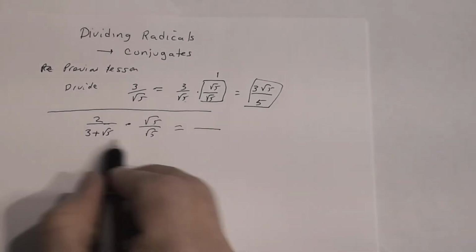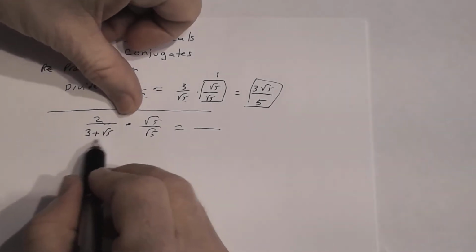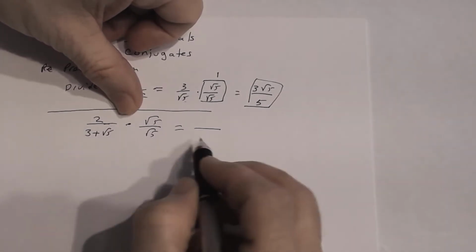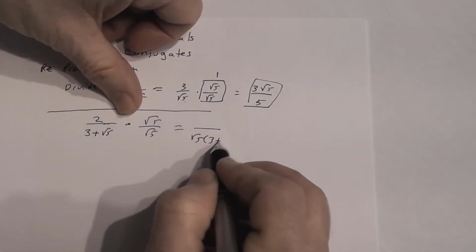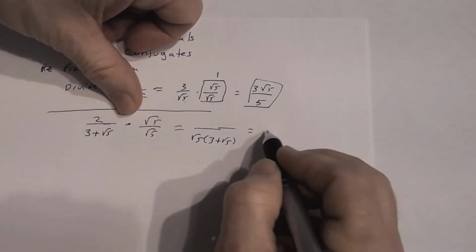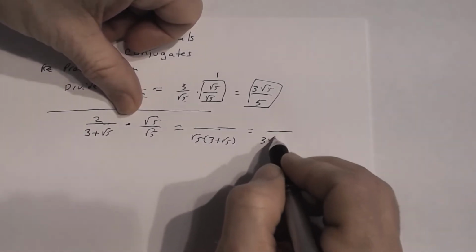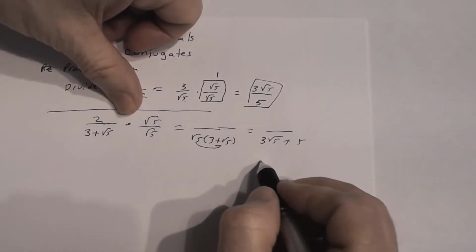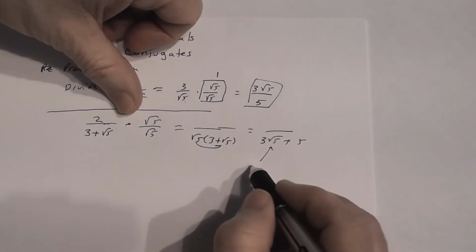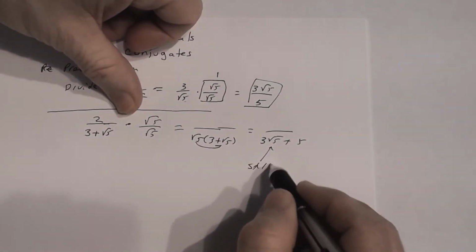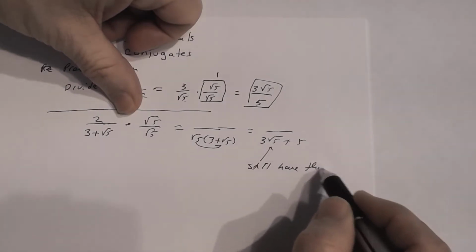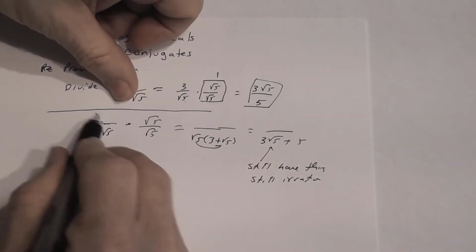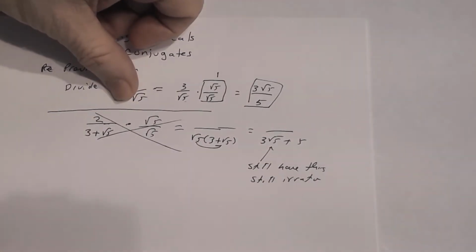If you look at the denominator, these 2 terms times this 1 term, you use the distributive property. So I get the square root of 5 times 3 plus the square root of 5. And notice what happens: you get 3 square root of 5 plus, and then the square root of 5 times the square root of 5 is 5. So notice you still have a square root in the denominator. So the denominator is still irrational. So that didn't work, right? That doesn't work.